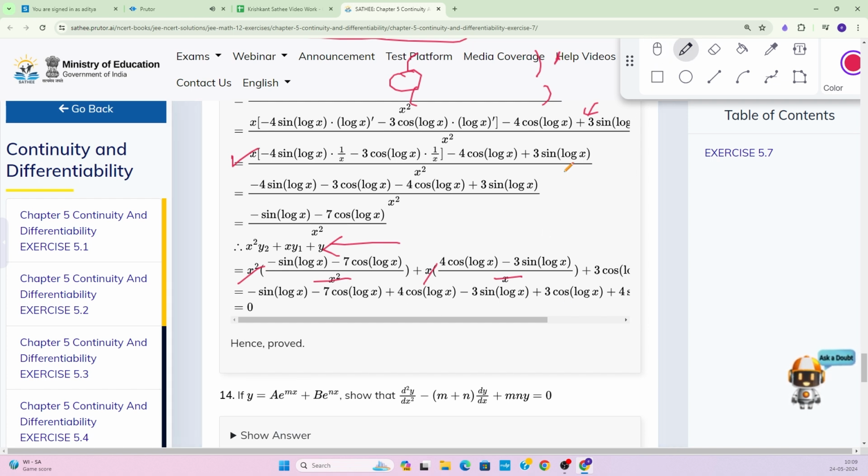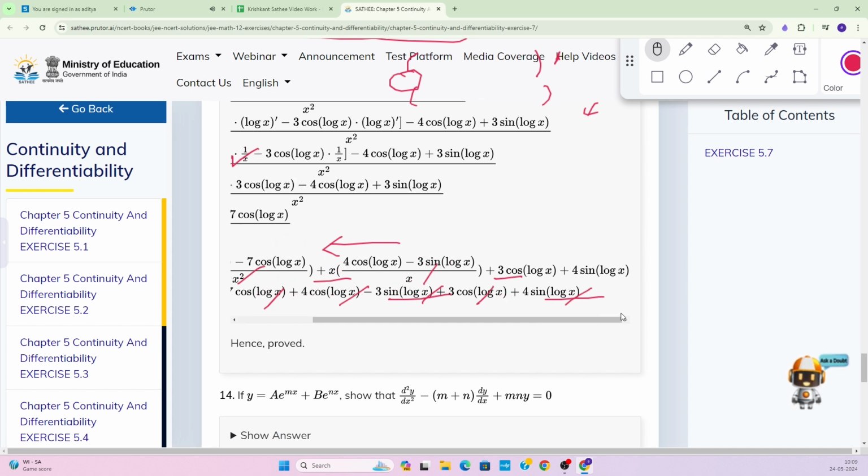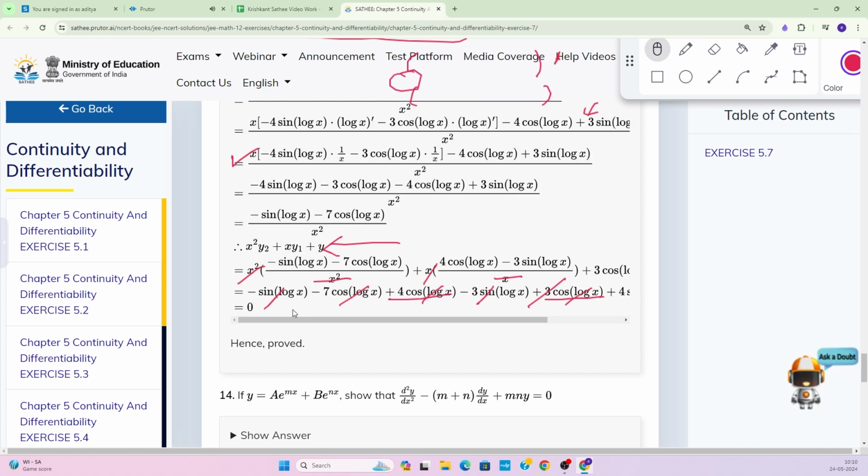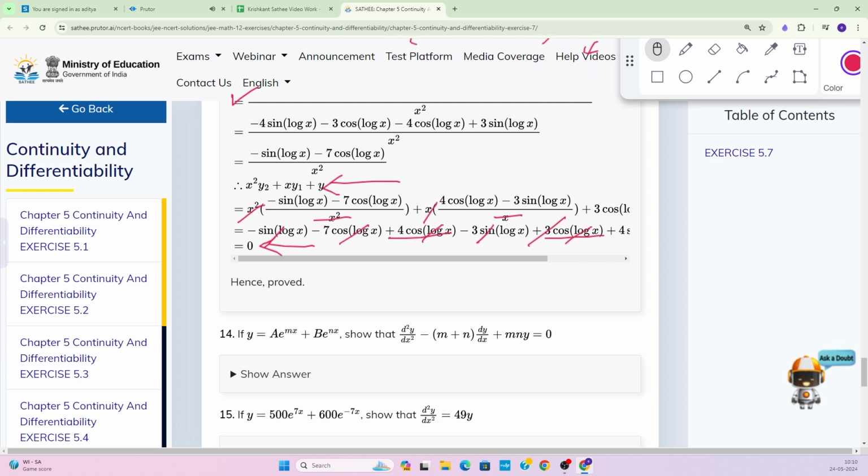If you try to see, this 4 cos log x and this 3 cos log x will add up to 7 cos log x, and here we are having minus 7 cos log x, so all these three terms will be cancelled. Now minus sin log x and minus 3 sin log x will give you minus 4 sin log x, and since you are having plus 4 sin log x, this will also get cancelled, so you are only left with 0. So you prove that for the given function, if you put the corresponding values in the given expression, you will get the answer as 0. So hence proved. Clear?